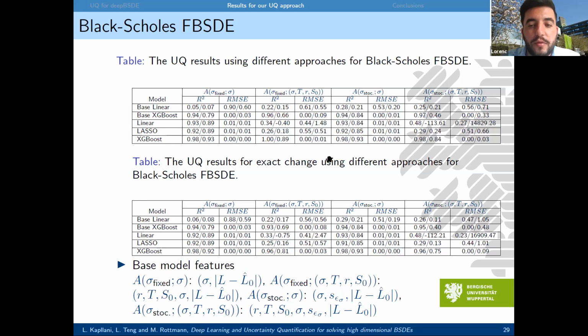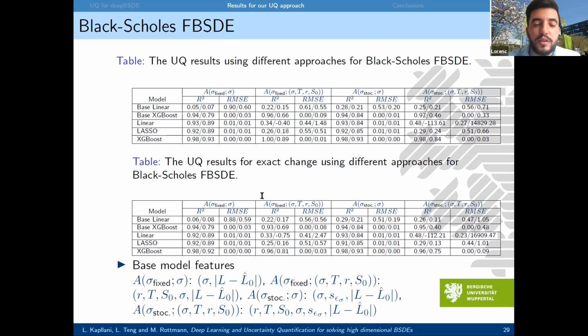As we can see from all of this table, the model that performs best is the XGBoost. We can see this also when we fix only sigma, or when we keep sigma stochastic, so the perturbation is stochastic. As you can see here, it works better than all the others.